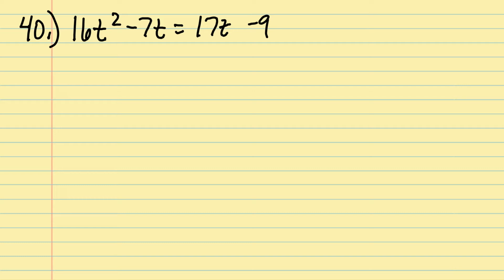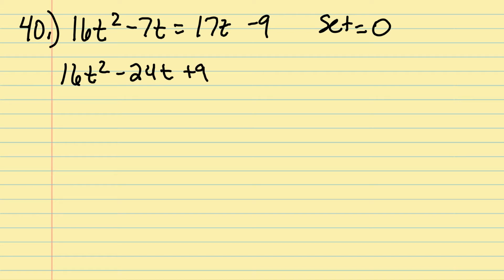I can solve this however I want. First thing I'm going to do is set it equal to 0. So then if I want to use the quadratic formula, I can. I get 16t squared minus 24t plus 9. So I subtracted the 17 over, I added the 9 over.